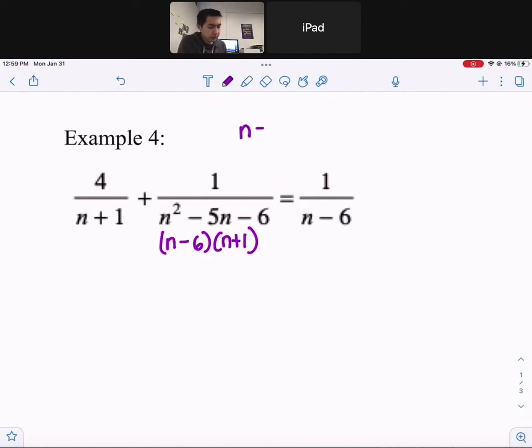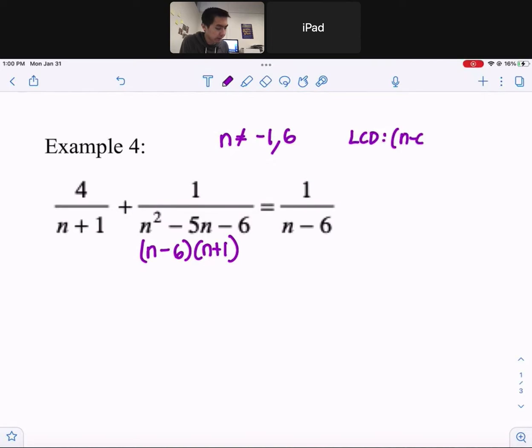Now it's interesting: what values of n would not be good for us, would give us a denominator of 0? If this was -1, that would produce a 0, so we for sure don't want n to be -1. And if this was 6, we for sure don't want n to be 6 either. So -1 and 6 are our excluded values.